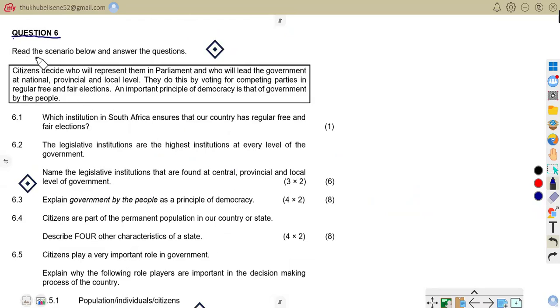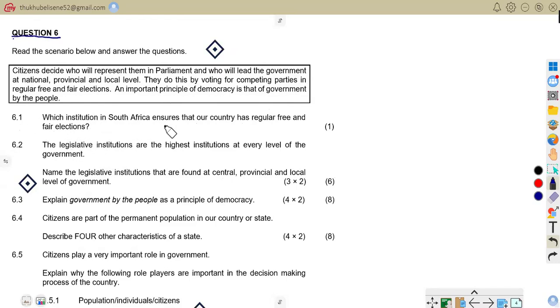Question 6 reads as follows, as we are now given the scenario and they are to answer the questions that follow. This scenario reads as follows. Citizens decide who will represent them in the parliament and who will lead the government at national, provincial, as well as the local level. They do this by voting for competing parties in regular, free, and fair elections. An important principle of democracy is that of government by people. So now let us attend to the questions that follow.